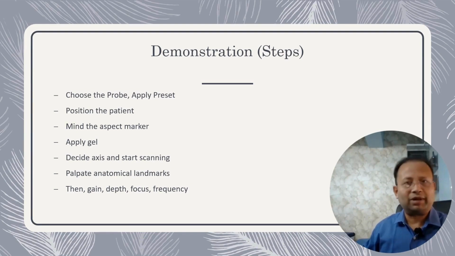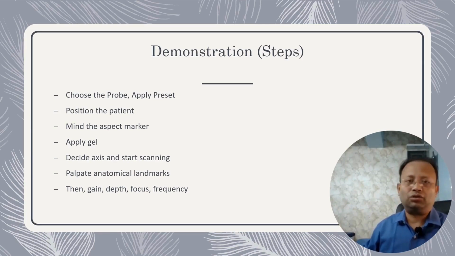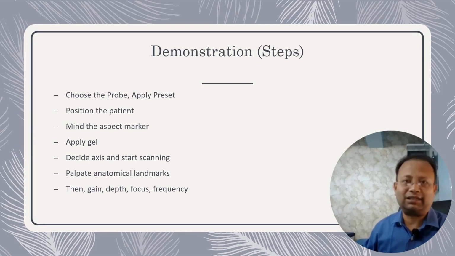Then mind the aspect marker. Before starting the ultrasound, you should see the aspect marker of the probe, which matches with the left side of the screen usually. So you should mind that aspect marker, which side you are seeing, and then apply gel and decide axis and start scanning. Before starting, we expect the structure to see in the ultrasound, then only we can do a good ultrasound.